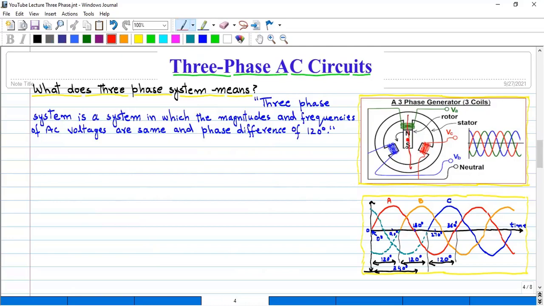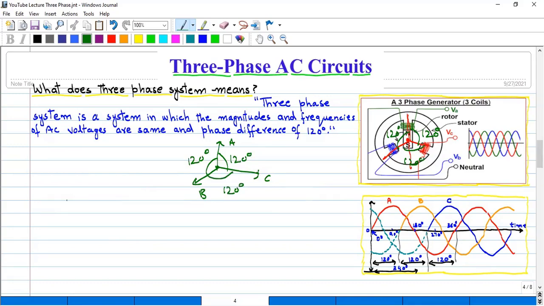As you can see here, this is phase A, this is phase C, and this is phase B. The phase difference between each two phases should be 120 degrees. Here the phase difference is 120 degrees as well, and here as well. So in the case of a three-phase system, let's suppose this is phase A, this is phase B, and this is phase C. The phase difference between each two phases should be 120 degrees.